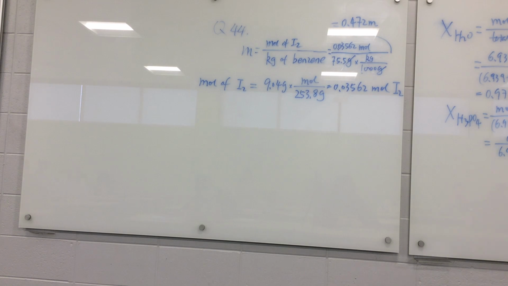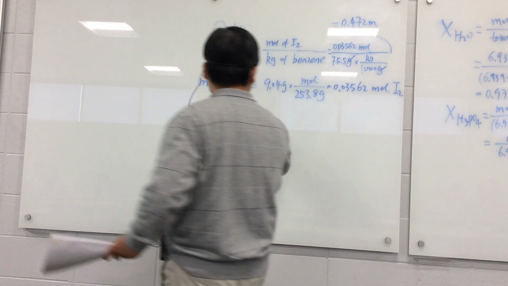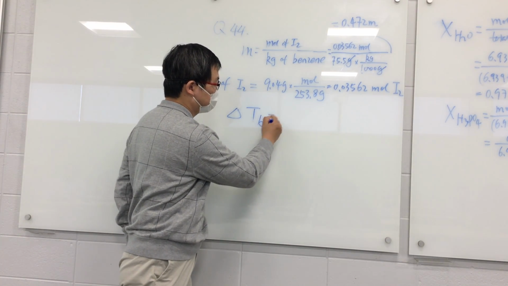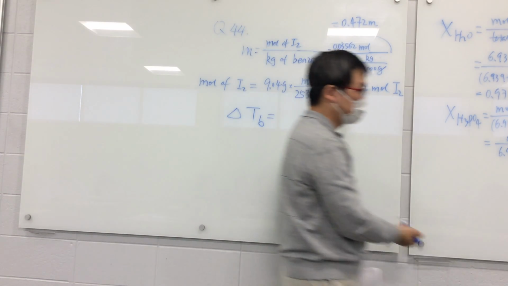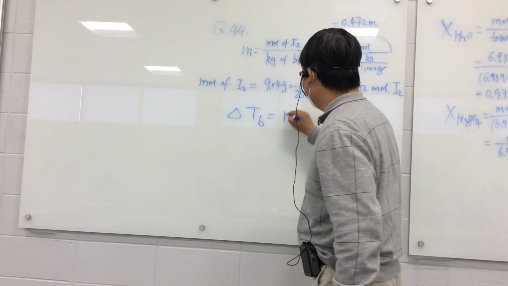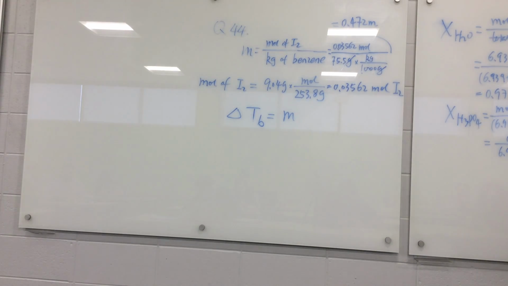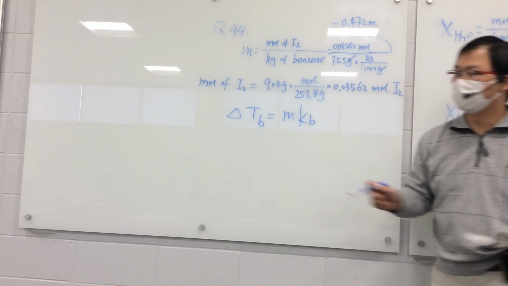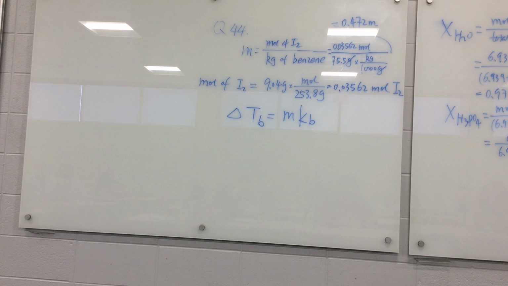And now we want to calculate what? Assume what's the boiling point. Then we go back to here. The boiling point. Here we calculate the boiling point elevation value, delta T B, where B means boiling, equals m, the molality, times Kb of benzene. Kb is the solvent boiling point elevation constant.